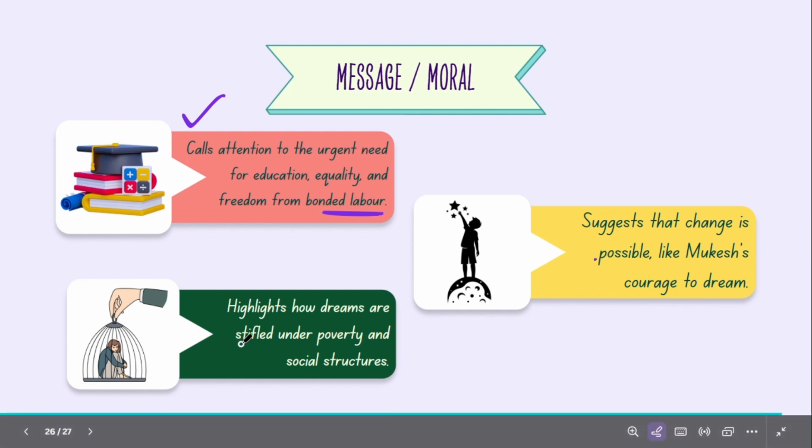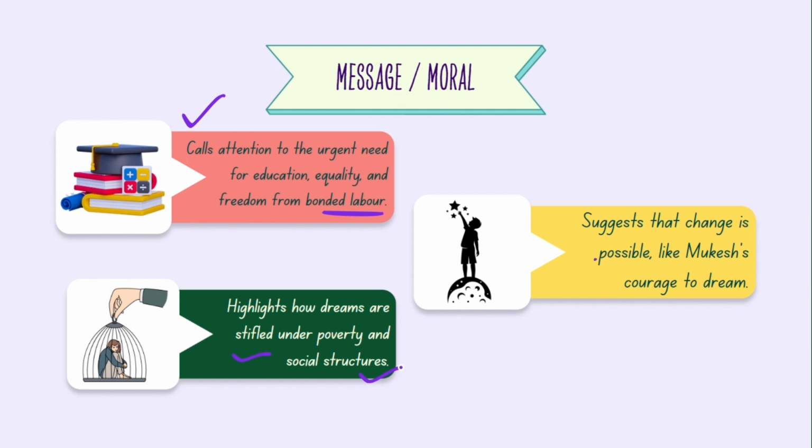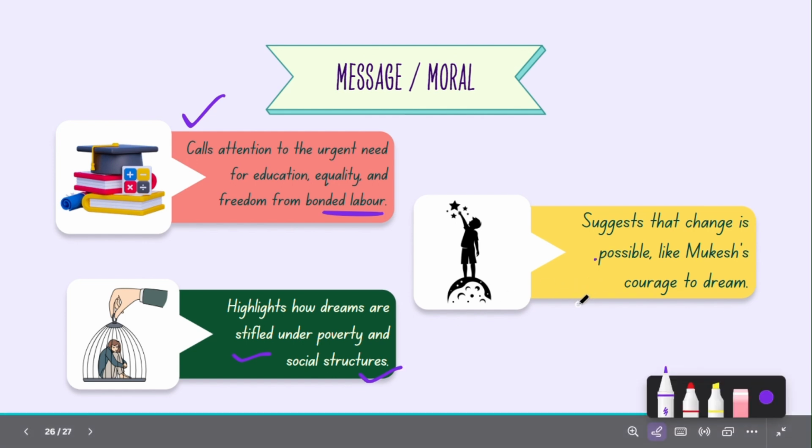Second, it highlights how dreams are stifled under poverty and social structures like the caste system, like people following the business for generations. And the story highlights how these dreams are destroyed under such pressures of poverty and such social structures which force them to stay in the sad situation for generations.